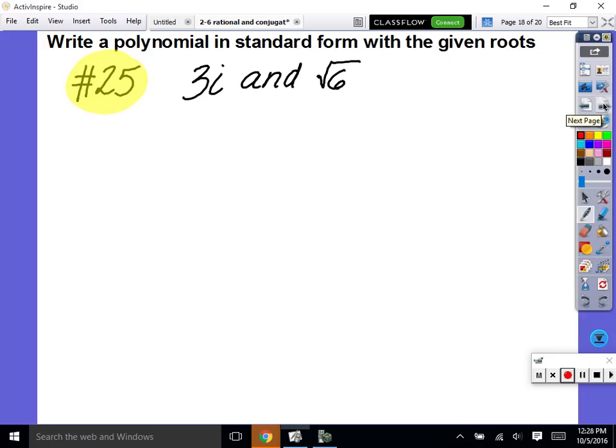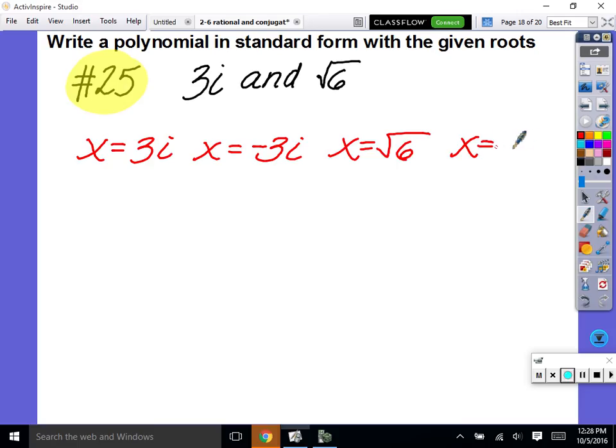Okay, let's go through it. So it says, write a polynomial in standard form with the given root. So we have x is equal to 3i, and what else do we have? X is equal to what? Negative 3i. We have x is equal to the square root of 6, and we have x is equal to negative square root of 6. Now that's only true because they were irrational and imaginary.